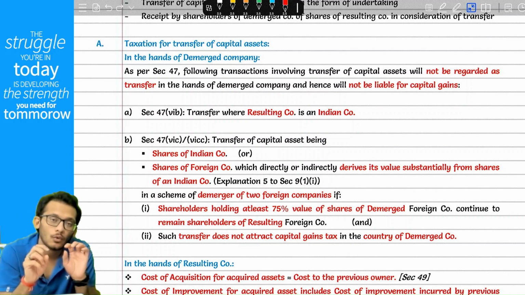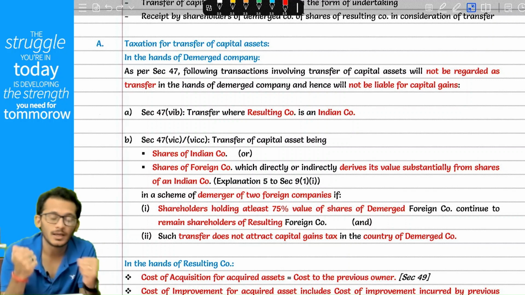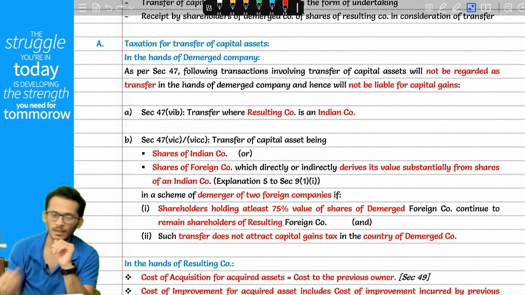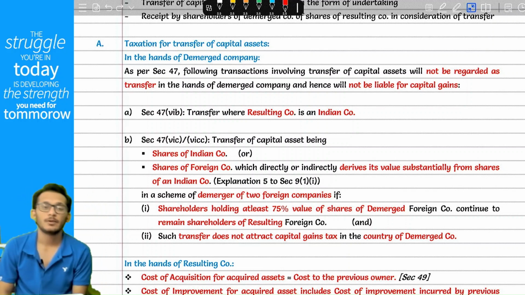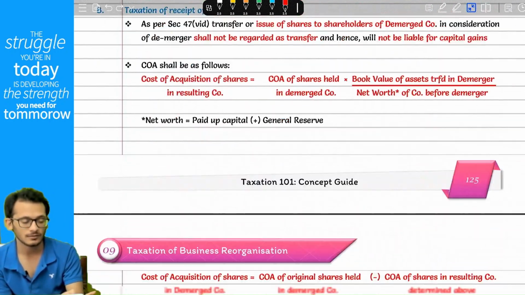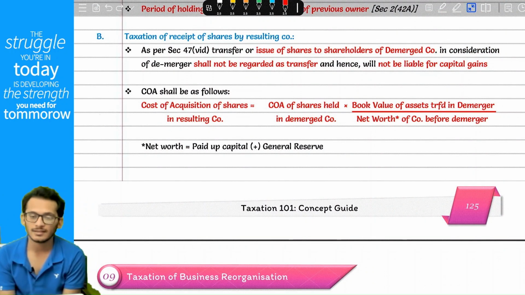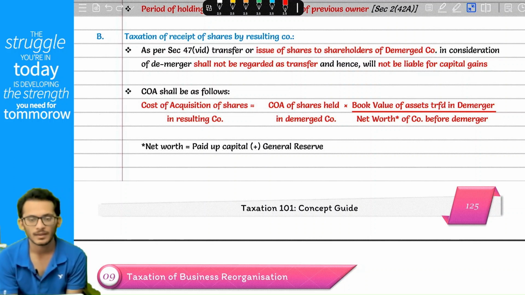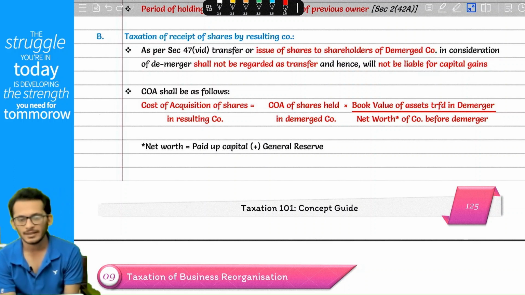They said the old cost of acquisition which you have, you will split between the old company and the new company, in the proportion of the assets transferred to the net worth of the business. So therefore they came and said cost of acquisition of shares in the resulting company will be cost of acquisition of the original shares into book value of assets transferred divided by net worth of the undertaking.